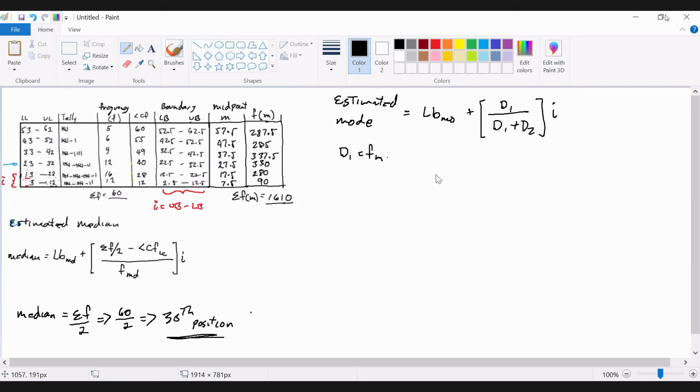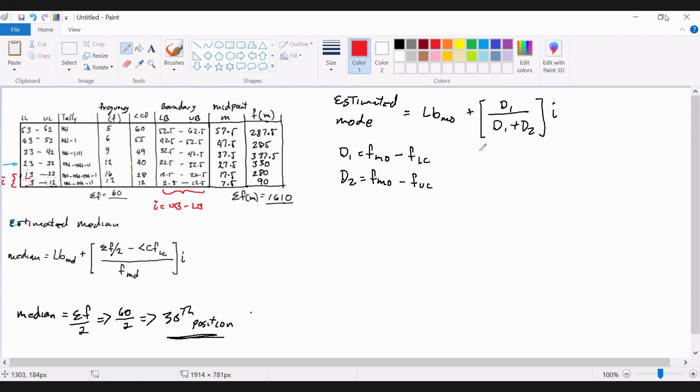Okay, that's the first part wherein we have here D1 is equal to FMO minus F of LC. D2 on the other hand is FMO minus F of UC. Okay, so what are these?